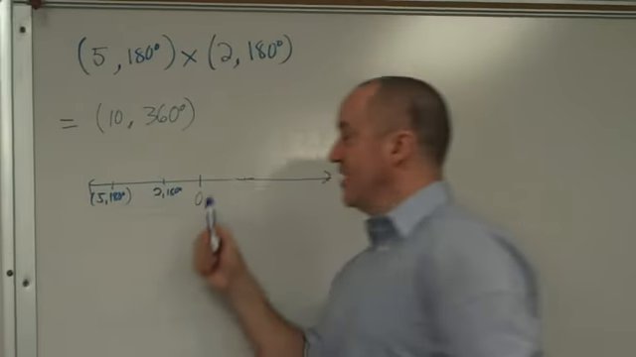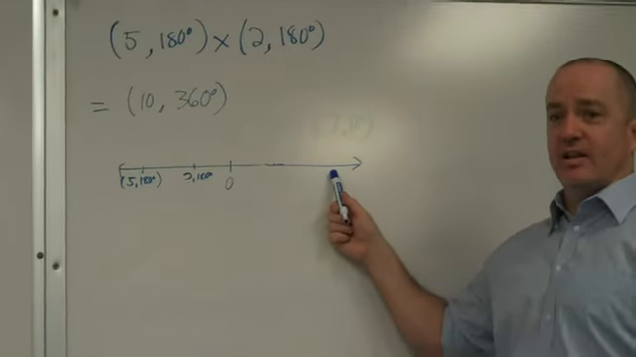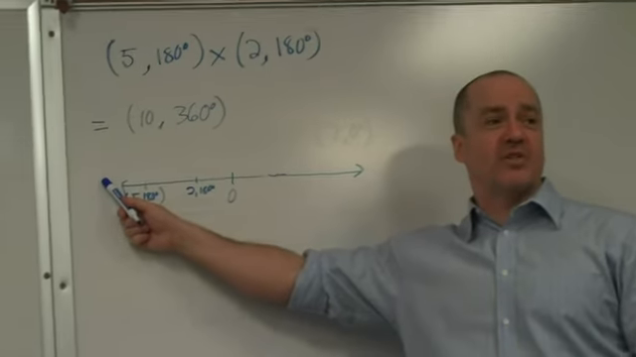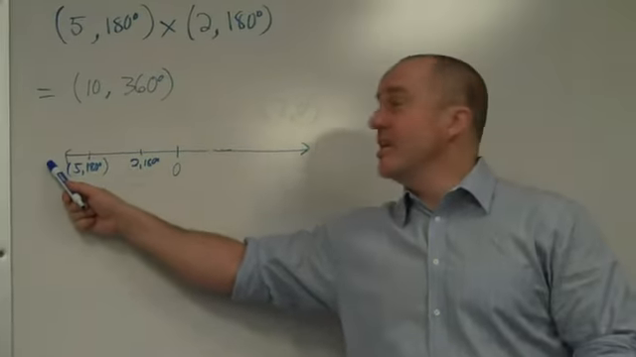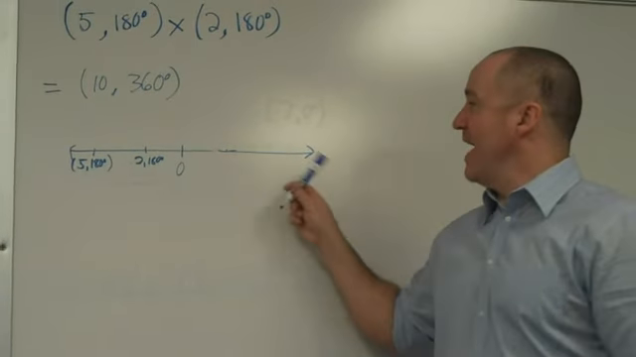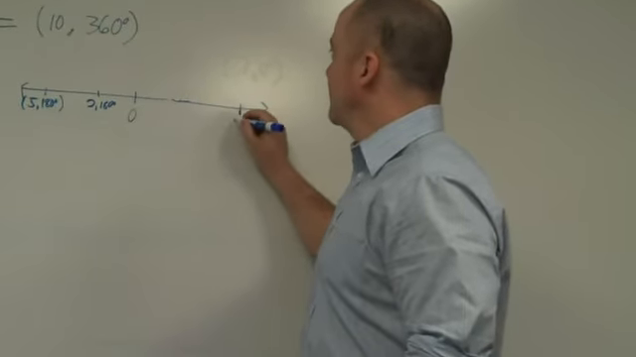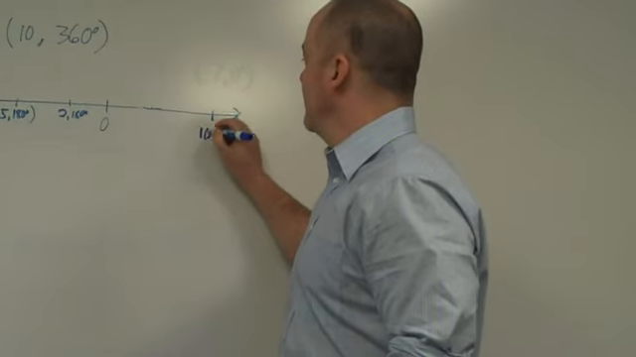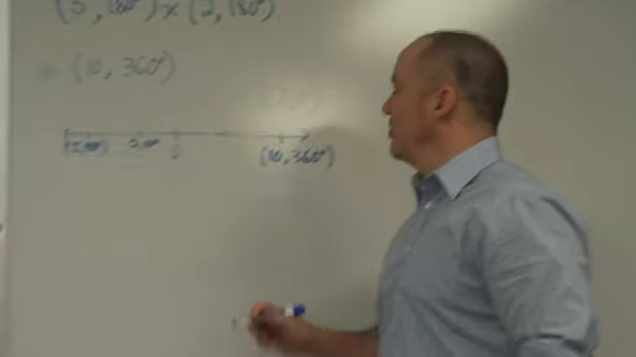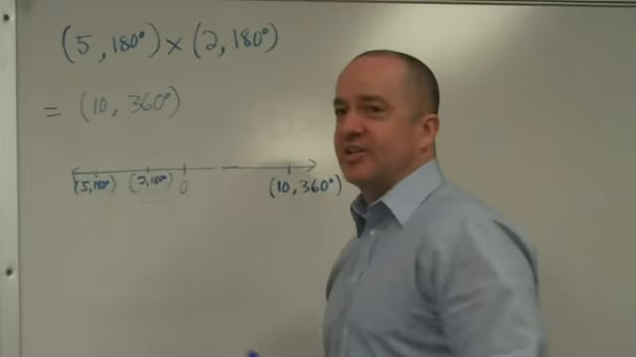Now, here's 0 degrees, right? Turn 180 degrees from 0 degrees, and you're facing the opposite direction, right? Turn another 180 degrees, and where are you? Back over here where you came. So what's the difference between 0 degrees and 360 degrees?